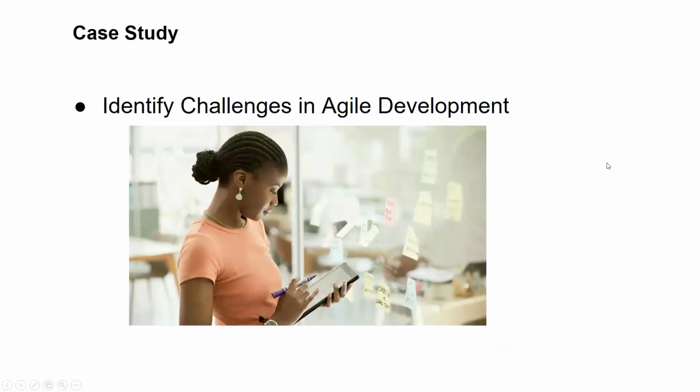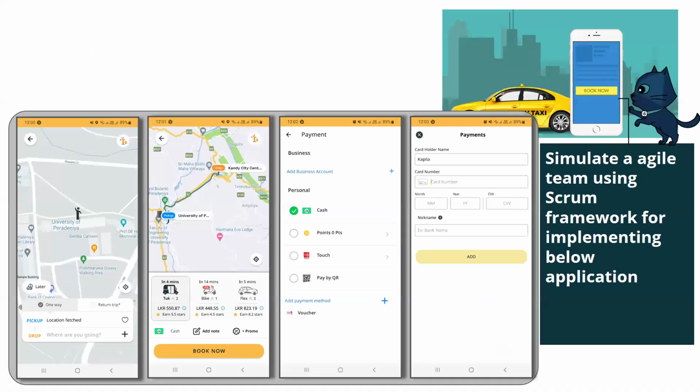So there's a case study that you can try out. Try to identify challenges in an agile development environment and try to determine what we can do to fix those things as well. You can take any kind of user story, or else we have an example as well. Try to simulate an agile team using the Scrum framework for implementing something like a PickMe application, or any application that you have. Try to create an agile team and simulate some kind of framework for this.